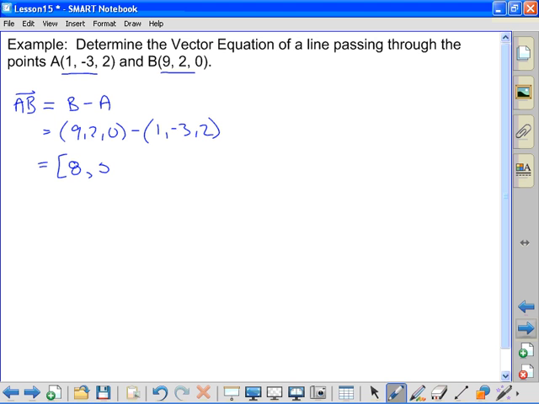2 plus 3, sometimes it could be 5, and negative 2. So there's my direction vector. I only want a vector equation. So the vector equation will be x, y, and z.